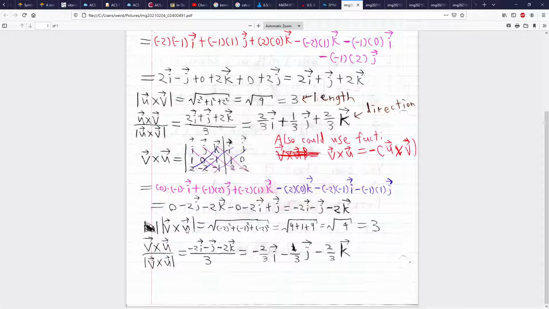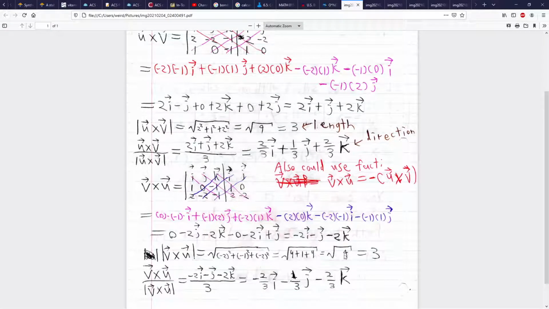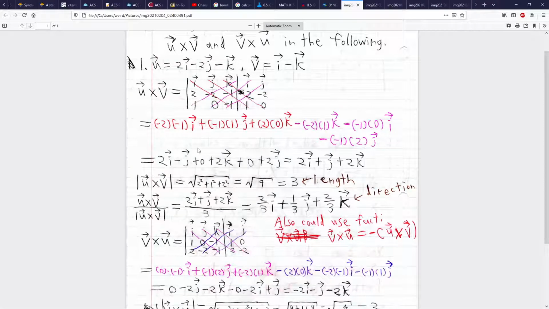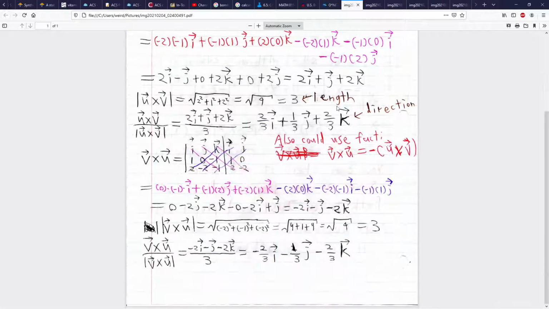And they have the same magnitude, you can tell. Of course, negative 2/3 i minus 1/3 j minus 2/3 k is the direction of v cross u with the same magnitude or length. So it's this one: 2i plus j plus 2k, and negative 2i minus j minus 2k. Those are the cross products themselves, as you can tell. Yeah, the negatives of each other.